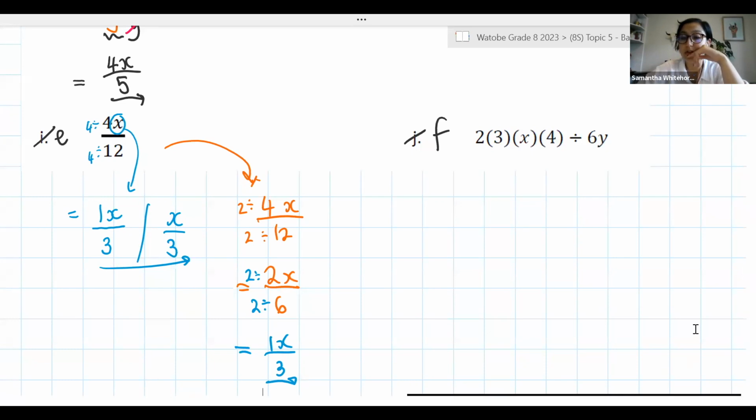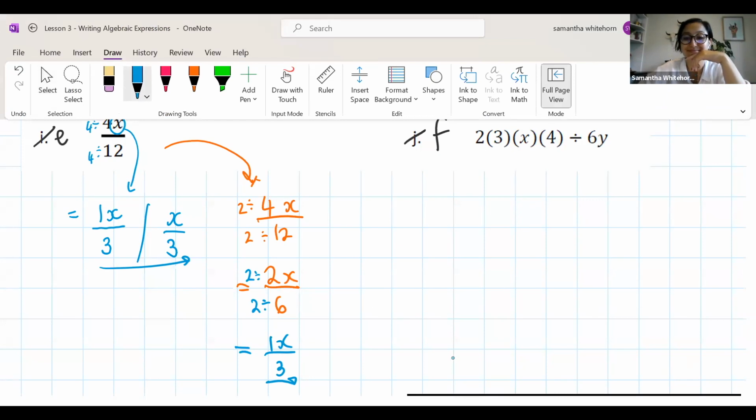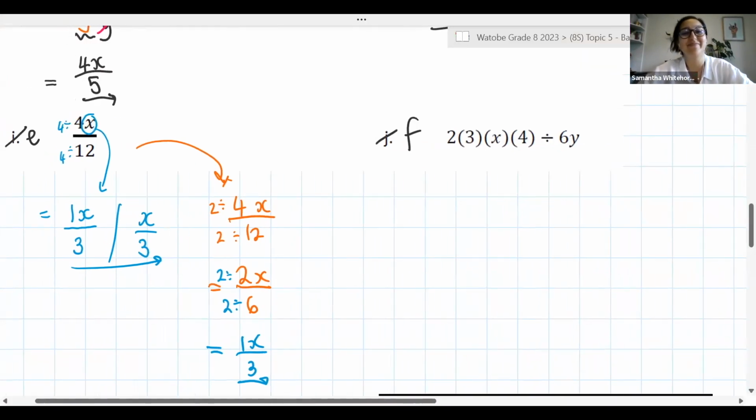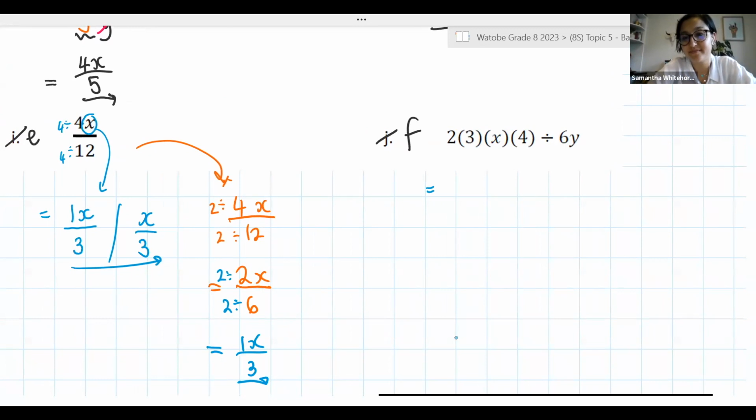Okay, Lunofefe, do you want to help me with F? Yeah, hi, ma'am. Hi. So F is saying 2 in brackets, 3, and then in brackets x, and then brackets 4 divided by 6y. So the relationship between 2 and the brackets is multiplication. Good. So I said 2 times 3 times x times 4 divided by 6y.